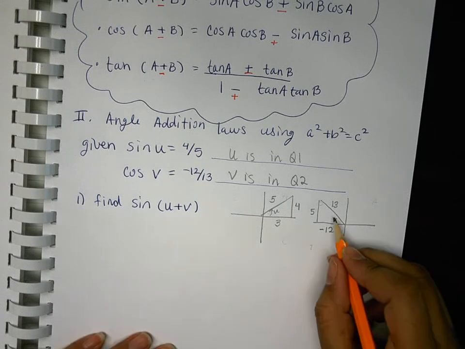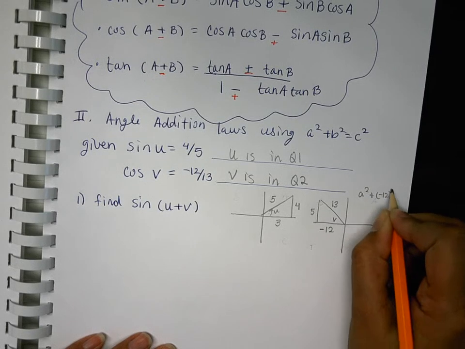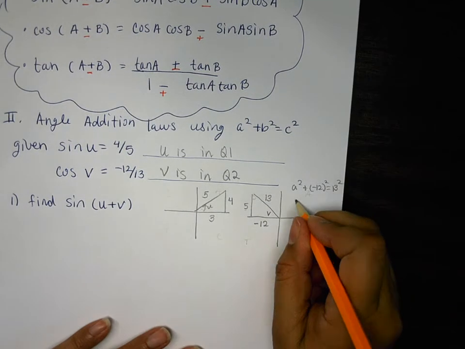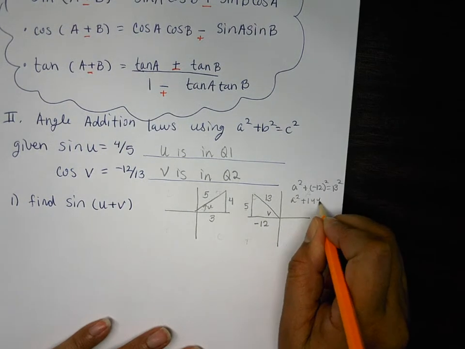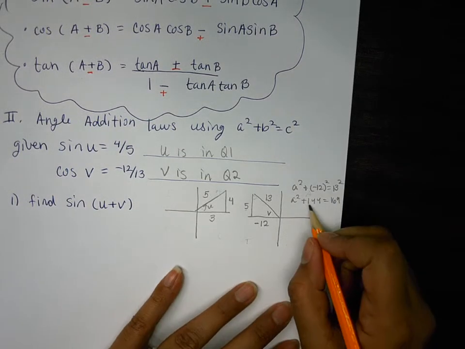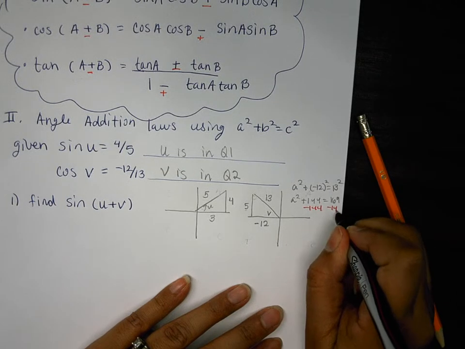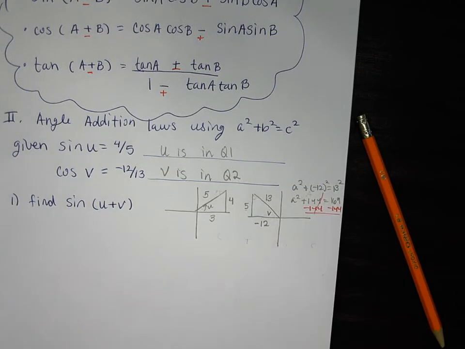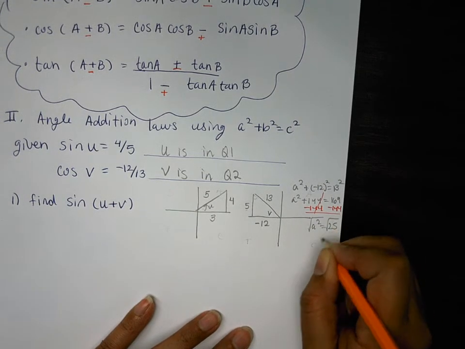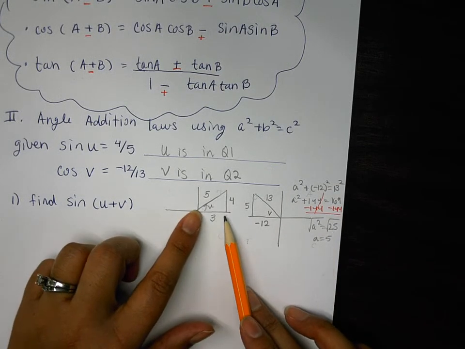All right, another way to do it is, let's call that A. A squared plus negative 12 squared equals 13 squared. A squared plus 144 equals, what's 13 squared? 169, and then you subtract what from both sides? 144. And A squared equals what? So A equals 5. And you could have done this same method over here to find this leg if you didn't know that was a 3.